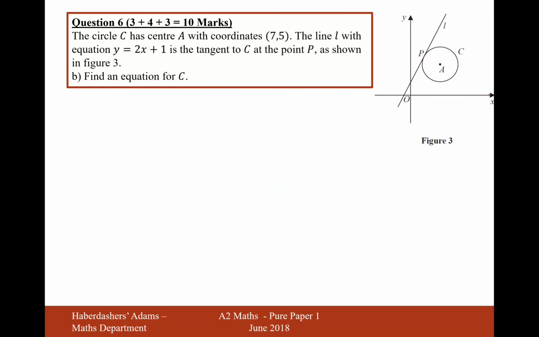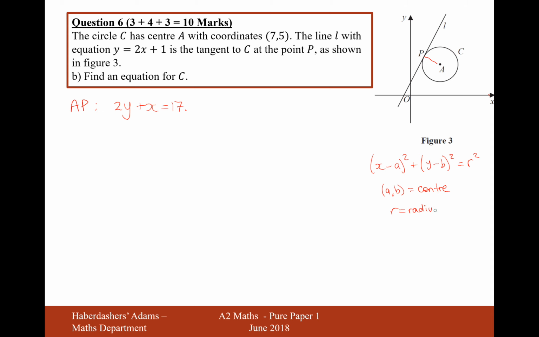Okay, let's now move on to part B. Let's write down what we worked out from part A. We worked out that the line from A to P is 2y + x = 17. What we now need to work out in part B is to find the equation of C. Generally circles look like this: (x - a)² + (y - b)² = r², where (a, b) is the centre and r is the radius.